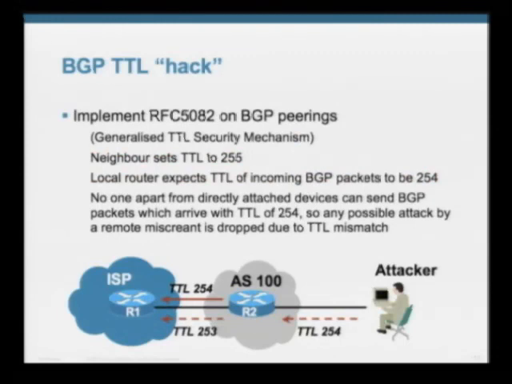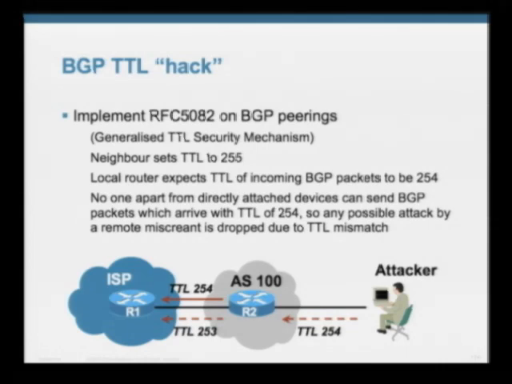Now what this is about is GTSM, to give it its official name, Generalized TTL Security Mechanism. What you do is, normally in your eBGP, your time to live is 1. In other words, you can do eBGP with your direct neighbor. But the problem there is that somebody away from your direct neighbor can set the right TTL and try and set up a BGP session pretending to be your neighbor with your router, because it'll have the right TTL.